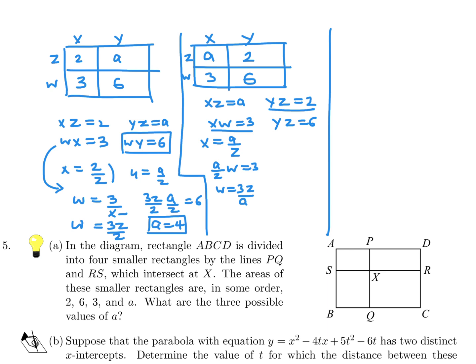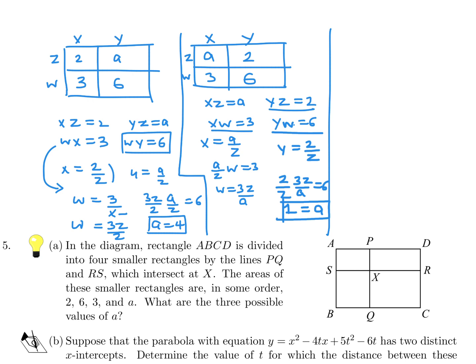Hold on, let me see if I did this right. YW is 6, right? Yeah, YW is 6. You just have to make sure everything is right there. Okay, then YZ is 2, so Y would be 2 over Z. So now I can substitute. Y is 2 over Z, W is 3Z over A, and that equals 6. The Z's cancel, and A is 1 if you crunch out those numbers. So there we go, we got another one.